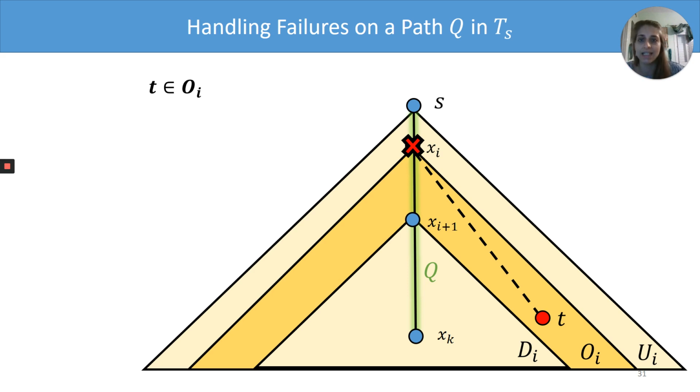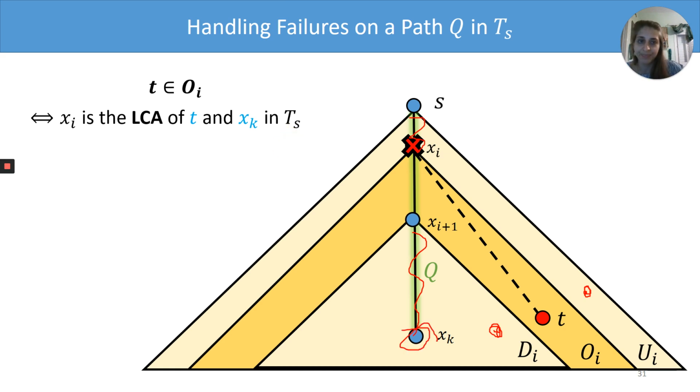And for the case that T is in OI, we use a counting argument which relies heavily on the fact that Xi is the LCA of T and Xk. So let me just convince you of that. If T was here, for example, we expect the LCA to be somewhere here, and if T was here, we expect the LCA to be somewhere here. So indeed, we have that T is in OI if and only if Xi is the LCA of T and Xk.